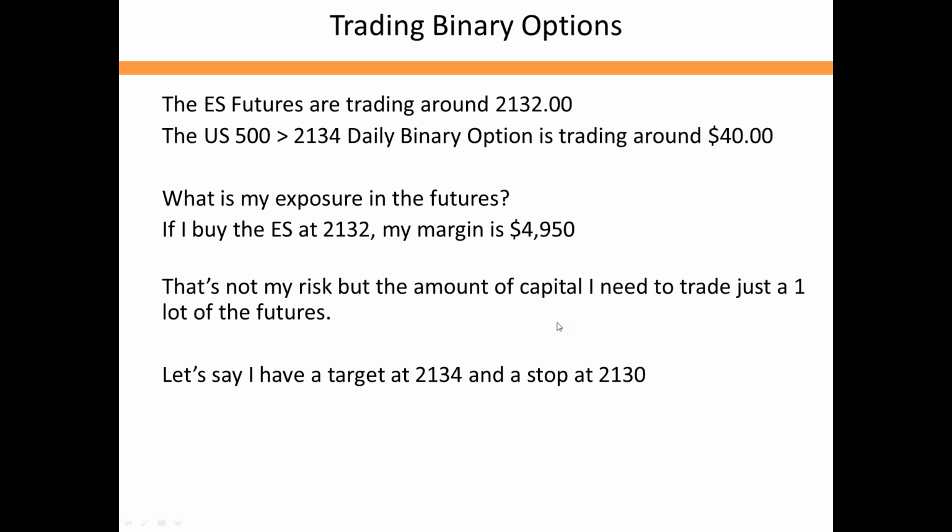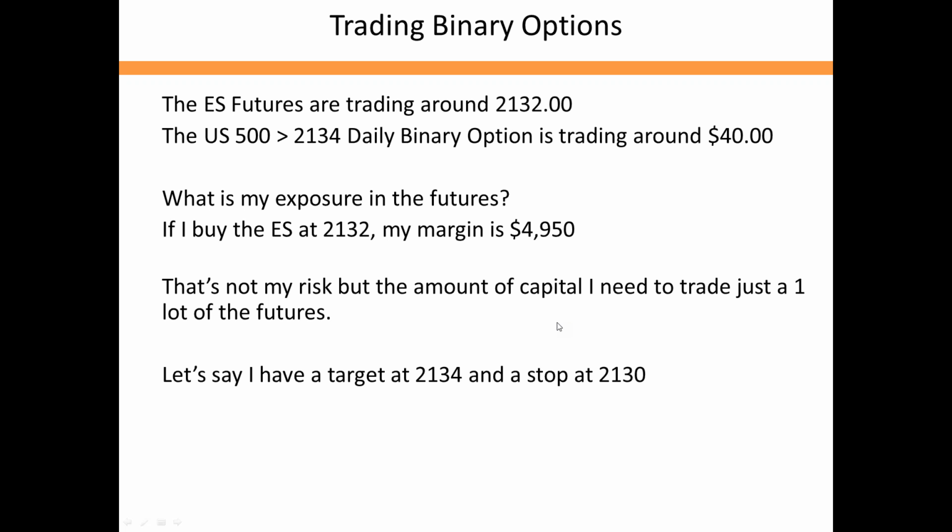The daily binary options, the US 500 greater than 2134 binary options, are trading around 40 bucks. So what that means is that for $40, right now, I can put on a position where at the end of the day, if the market is above 2134, it'll settle at $100. So I'm going to get $60 in potential profit against my $40 in risk. My $40 in risk is also never going to change. As soon as I put the trade on, that's what it is. It's not going to change, and I cannot lose more than that $40 that I put into the position, plus my exchange fees, obviously.